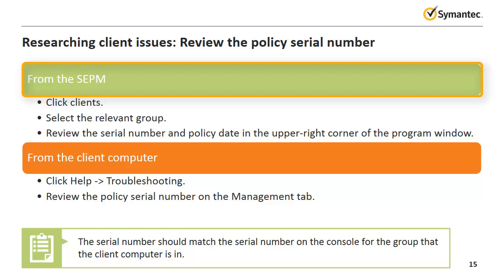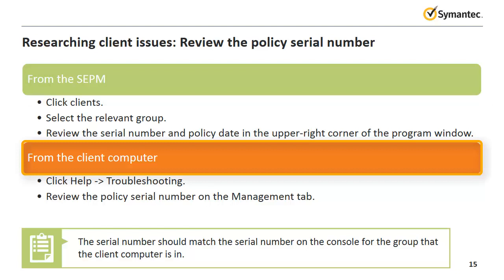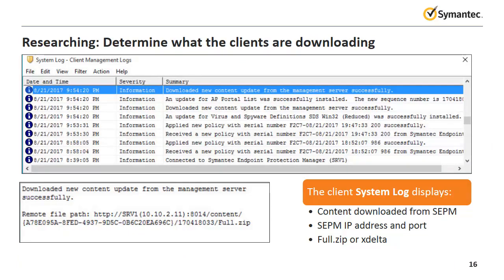Note that the serial number and the date also appear at the bottom of the Details list on the Details tab. To view the policy serial number on the client computer, click Help, Troubleshooting, and on the Management tab, review the policy serial number. Determine what clients are downloading from the SEPM in the system log. The system log displays the content downloaded from the SEPM, network information, and if it downloaded, a full .zip or a delta.